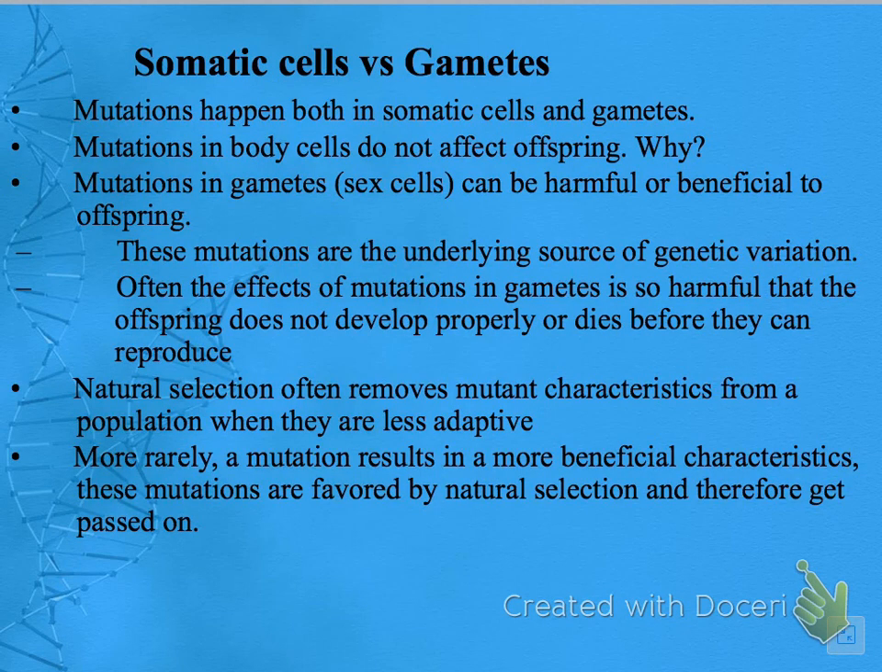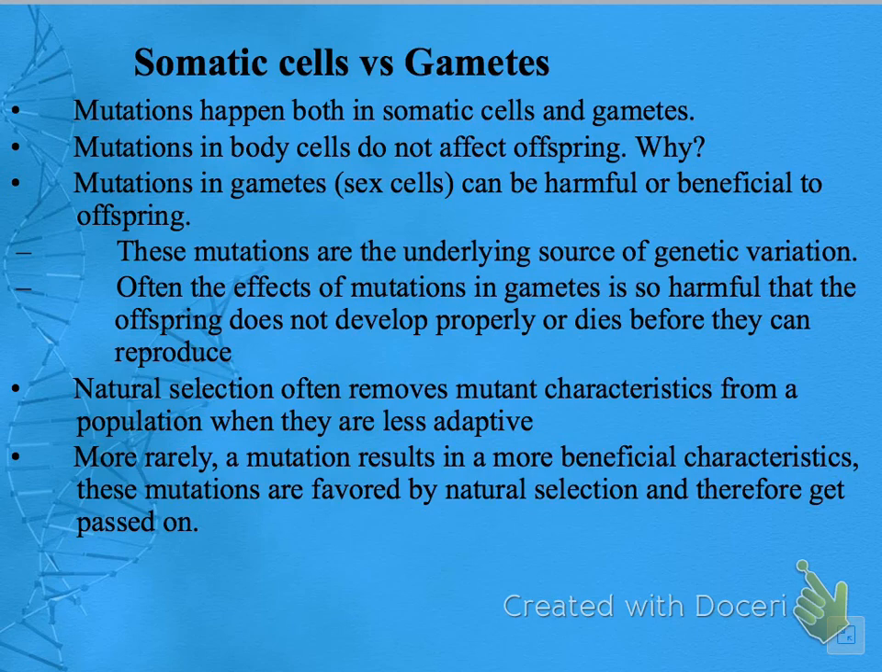Now, mutations can happen in body cells. They can also happen in your sex cells. So the big problem is that if it happens in a body cell, does it really matter that much? Yes and no. It's bad for you as an individual, but just because I have a mutation that happens in the cells on my arm doesn't necessarily mean that that's going to affect how my offspring are able to grow over time. It's not going to be something that I pass down.